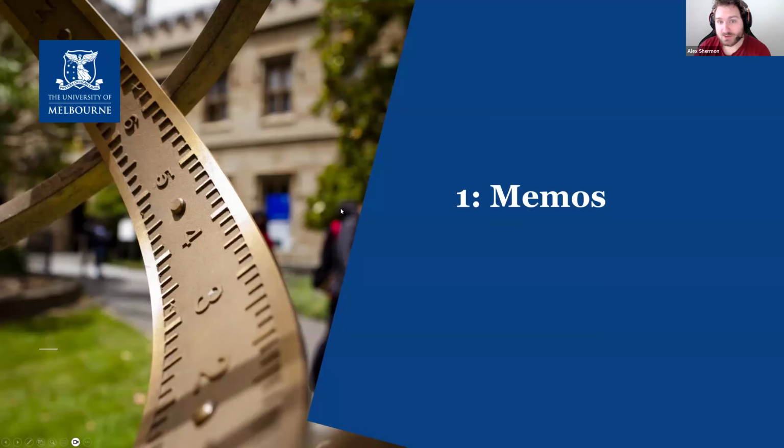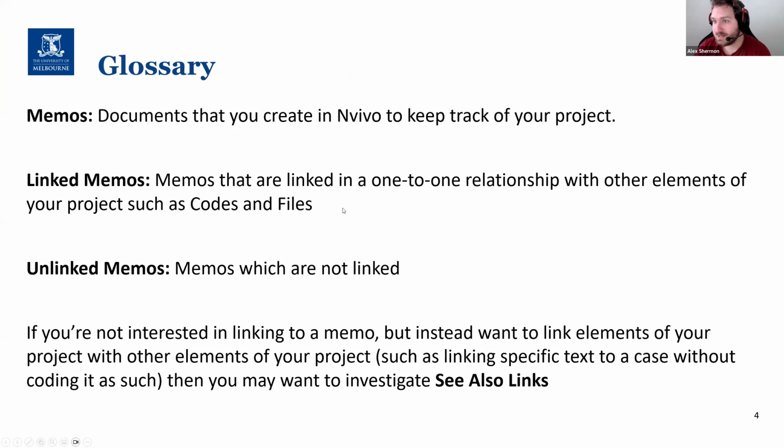So we're going to start by looking at memos today. Memos are documents in NVivo that you create. They're stored separately to where your files are stored. And there's two different types. There's memos that can be linked in a relationship to other items in your NVivo project. So you can link them to codes, files, and cases, and they can be nice ways of storing extra information about them. And then there are unlinked memos, which are documents that sit floating around in your project that are not necessarily linked to anything specifically.